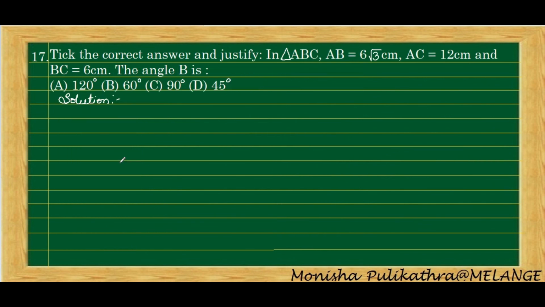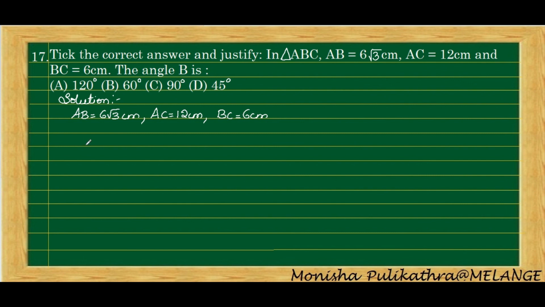Moving on to the last question of this session. Here they have given a multiple choice question. In triangle ABC, the sides have been given. That is AB is equal to 6√3 centimeter, AC is equal to 12 centimeter and BC is equal to 6 centimeter. We need to find out what is the angle of B.